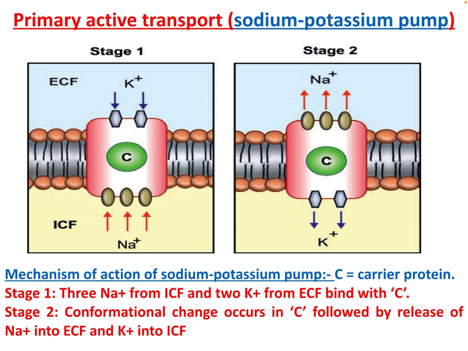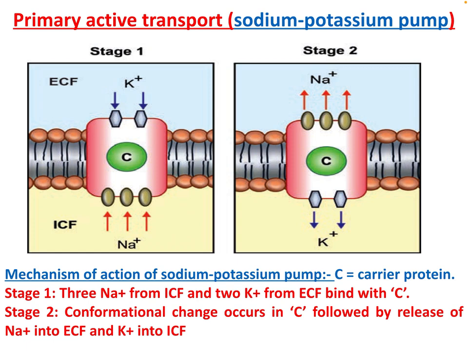This diagram explains the sodium-potassium pump. Here we can see a carrier protein in the cell membrane. Three sodium ions from inside the cell are attached to the carrier protein. At the same time, two potassium ions from the ECF are attached to the outside of the carrier protein. When these ions are attached to the carrier protein, some conformational changes occur.